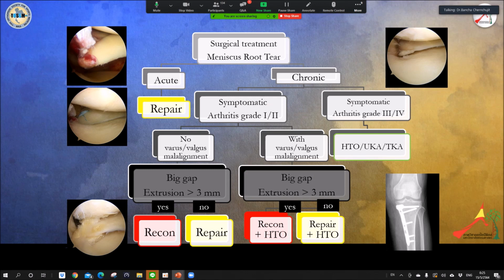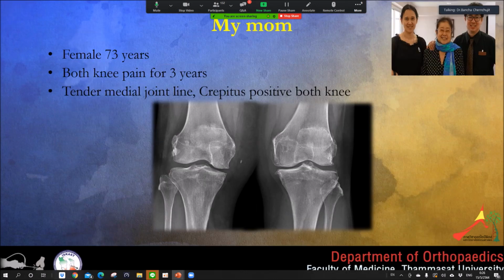Okay. So this is algorithm of the root repair. So if a patient came to see you very acute, try to repair your meniscus root as soon as possible. If the patient came to see you too late, okay, it's not good to repair the root alone. You need to do some axis correction like STO or UKA or TKA. Your patient came to see you very late. Okay, if you have very big gap, okay, root reconstruction may be the solution or STO.